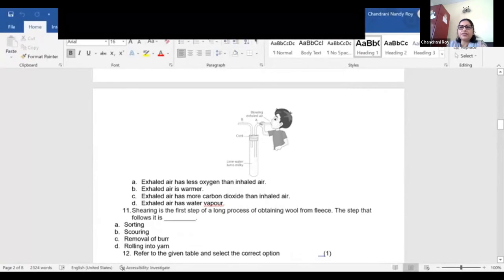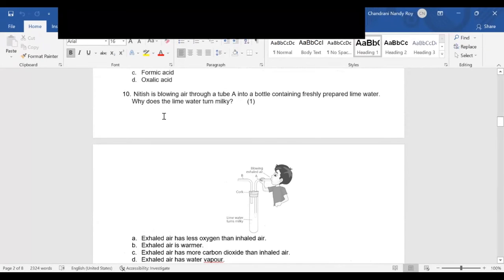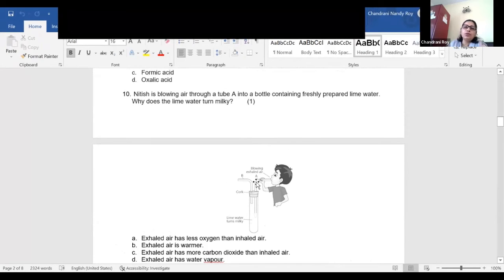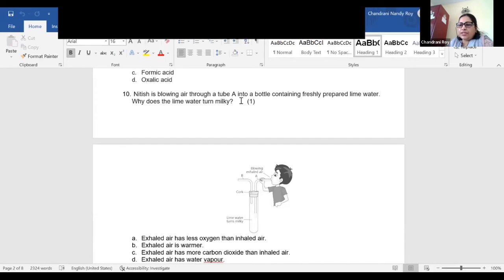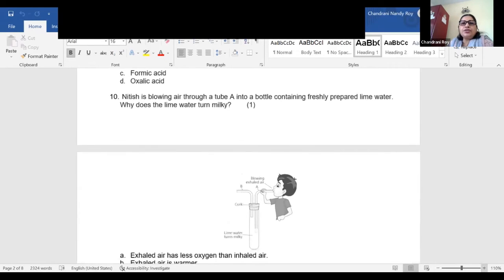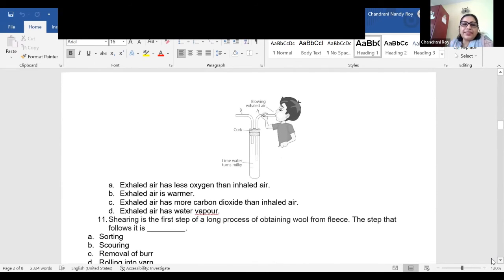This is from respiration, where a diagram has been asked. Nitish is blowing air through a tube A. So here we don't ask, what happens when you blow exhaled air through a test tube containing lime water? That is a direct question, so we will avoid asking such a question. Rather, we frame a short account on it. Nitish is blowing air through a tube A into a bottle containing freshly prepared lime water. Why does the lime water turn milky? So we also give the children a diagram which helps them to understand the whole thing better.